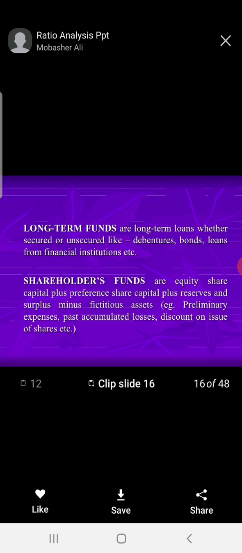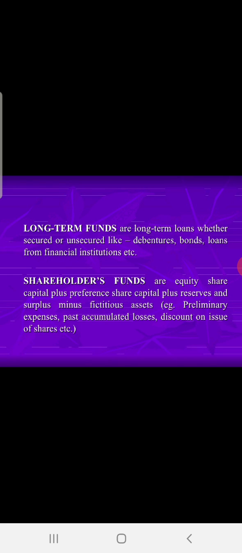The next one is all about the long-term funds. The long-term funds are loans, secured or unsecured, like debentures, bonds, loans from financial institutions, which are generated through the selling or offering of debentures and bonds in the market. And shareholders' funds are the equity share capital plus preference share capital plus reserves and surplus minus fictitious assets. Fictitious assets are, for example, preliminary expenses, past accumulated losses, and discounts on the issue of shares.